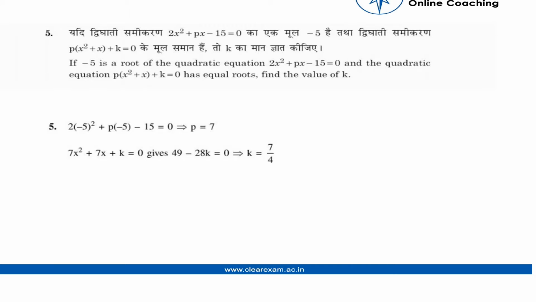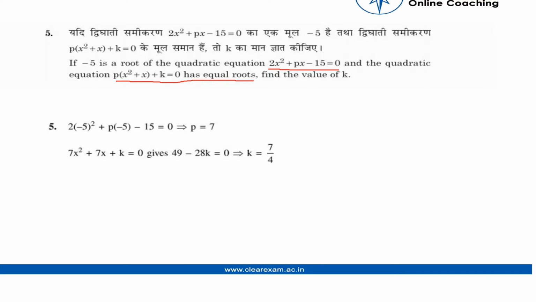Hey guys, in this question we need to find out the value of k if minus 5 is the root of the quadratic equation 2x square plus px minus 15 equals to 0, that is this equation, and if the quadratic equation px square plus x plus k equals to 0 has equal roots.